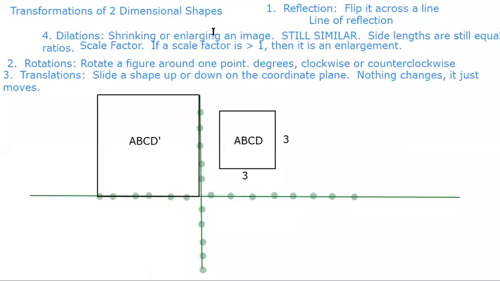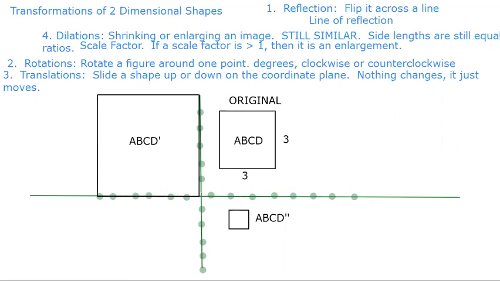And then we have another figure. This. And this figure is A, B, C, D prime prime. That's our second one. So these are both dilations. So ABCD is the original one. ABCD prime is a dilation, which happens to be an enlargement because it got bigger. ABCD prime prime is a reduction or a shrinkage because it got smaller.